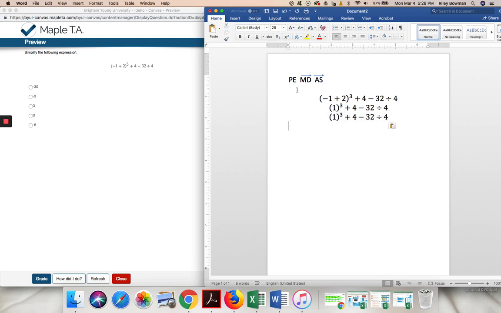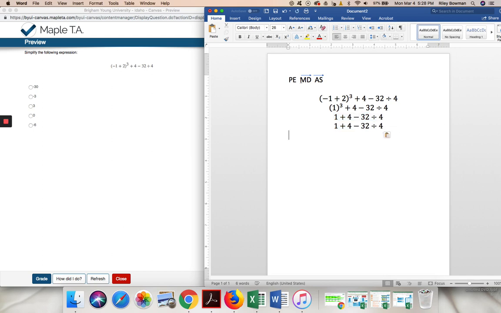1 cubed. So the next one, we've done parentheses. We've finished all the parentheses. This is the next one, which is exponents. 1 being raised to the third power is 1 times 1 times 1, which is 1. So now for my next step, I'm going to copy and paste it down here.